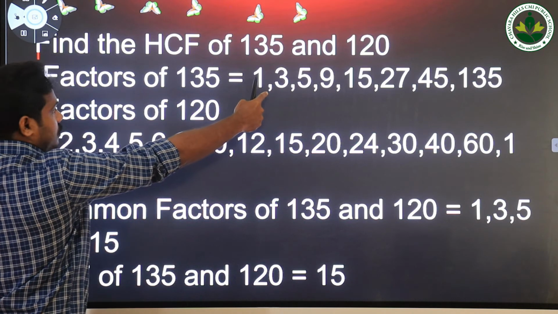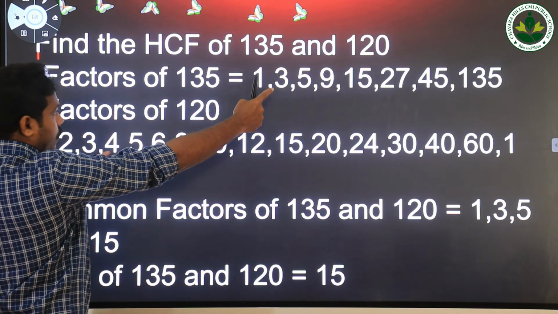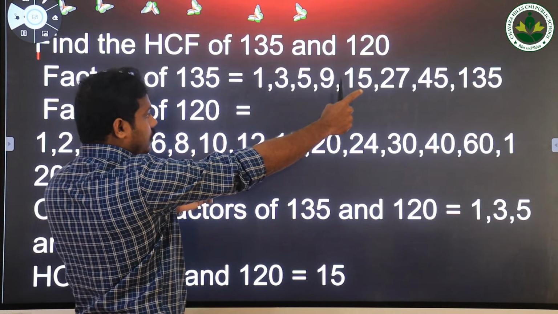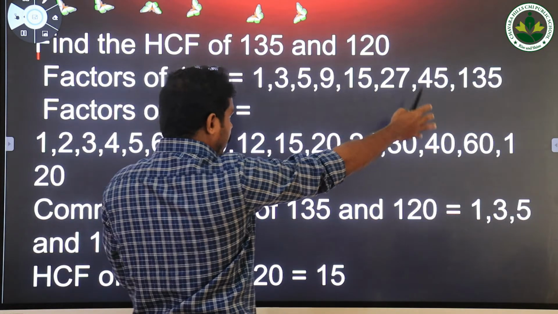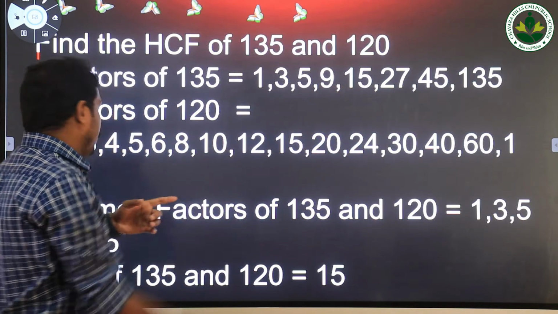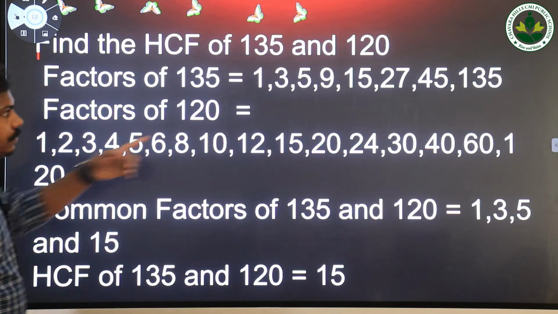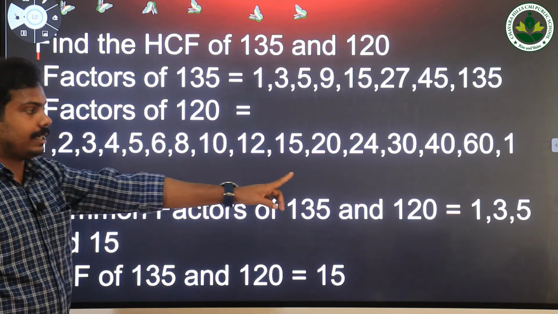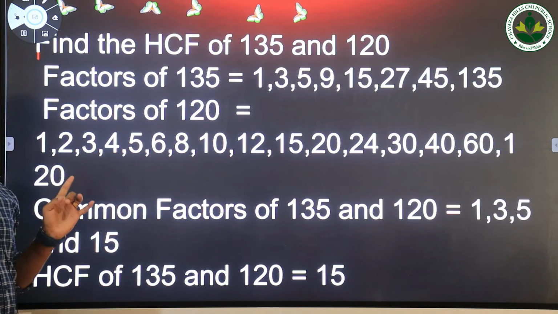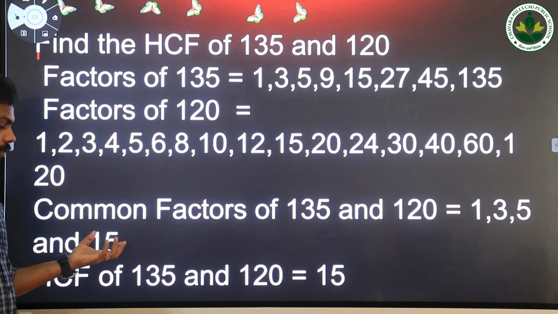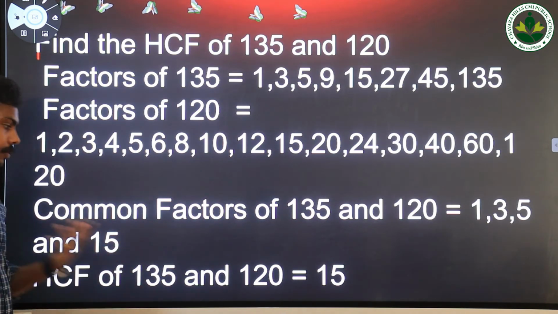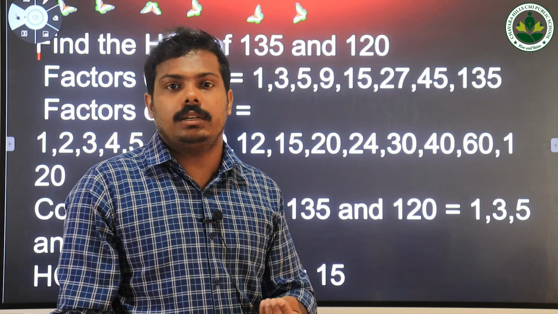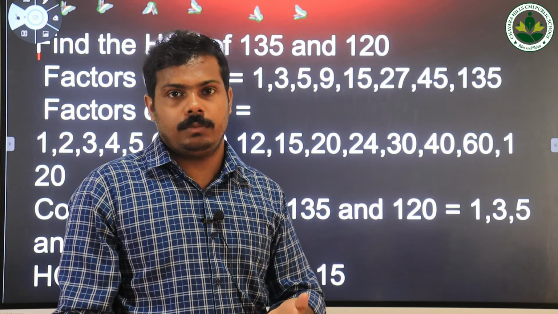Then we can see 3 is there, 4 is not there, 5 is there, 9 not there, 15 is there, 27 not there, 45 not there, and 135 not there. So the common factors are 1, 3, 5 and 15. Among these, the highest one is 15. So the HCF of 135 and 120 is 15. It is difficult and time consuming.